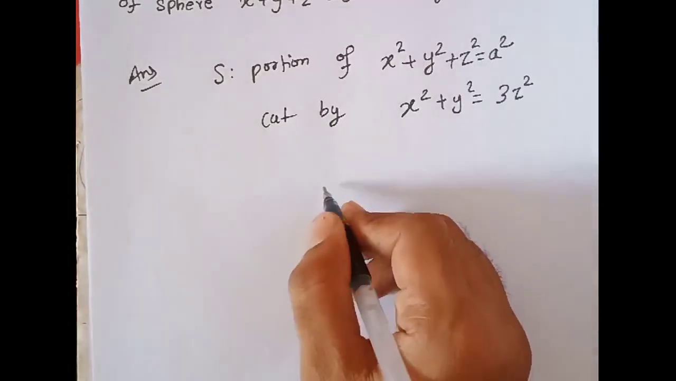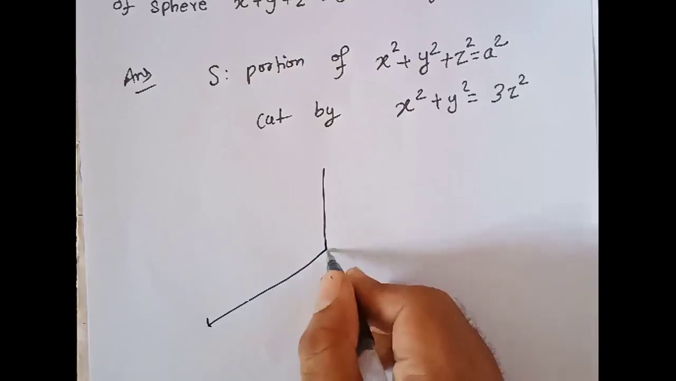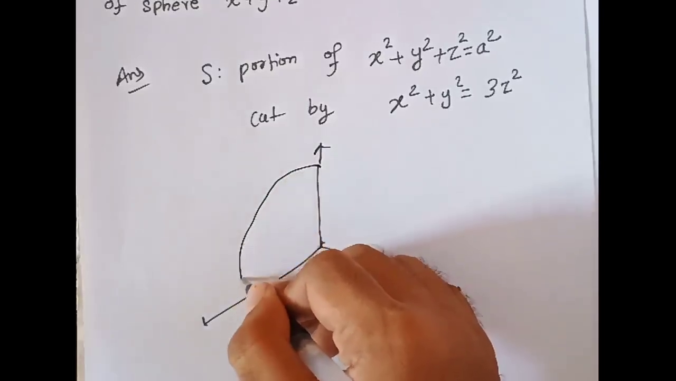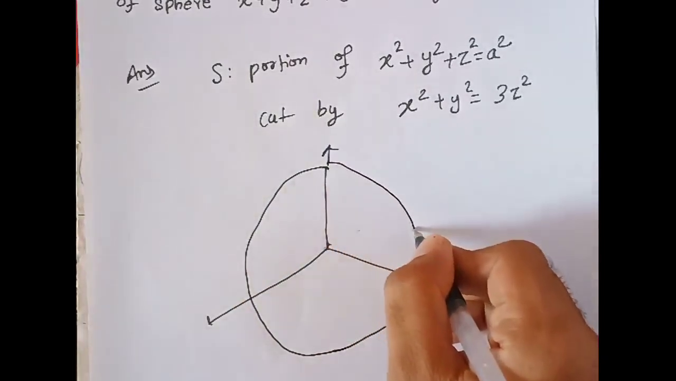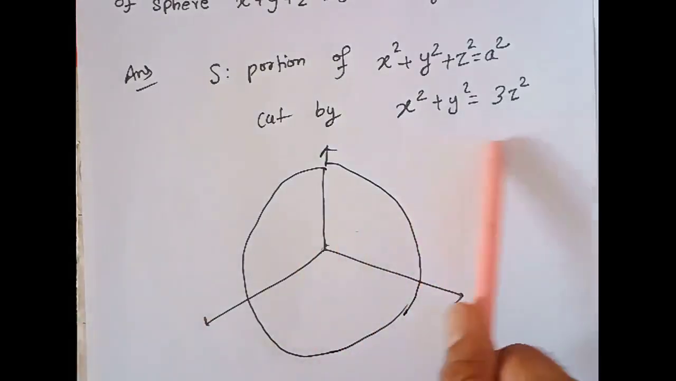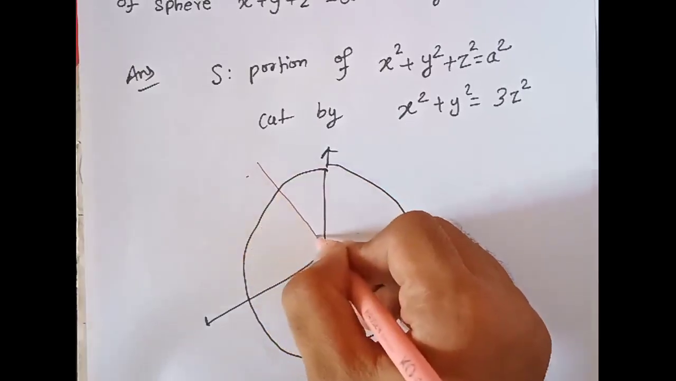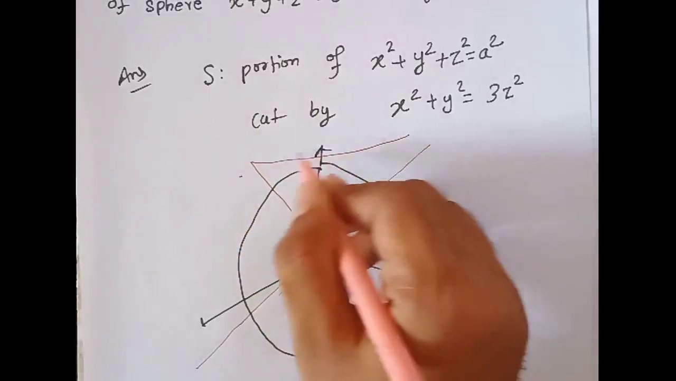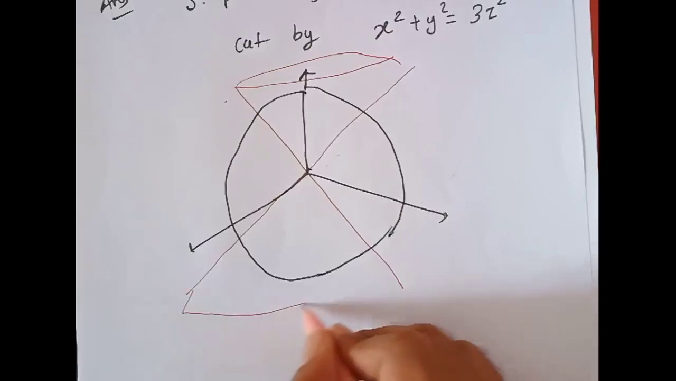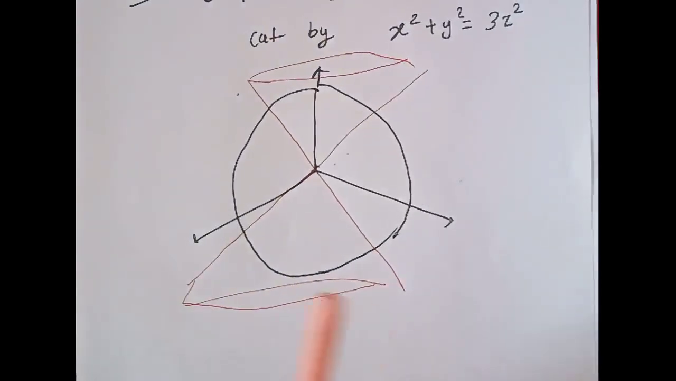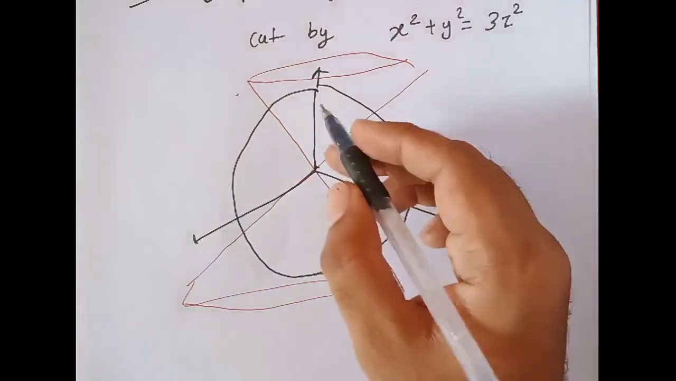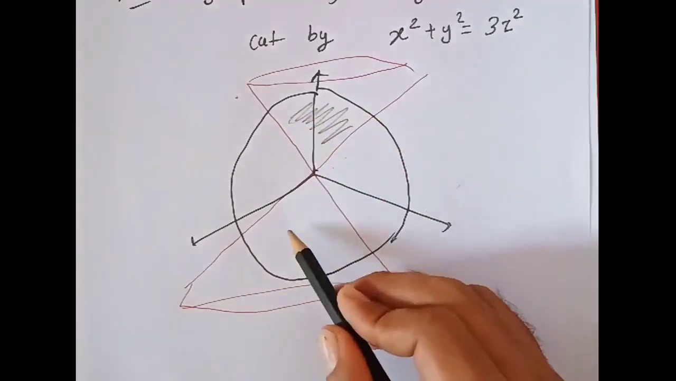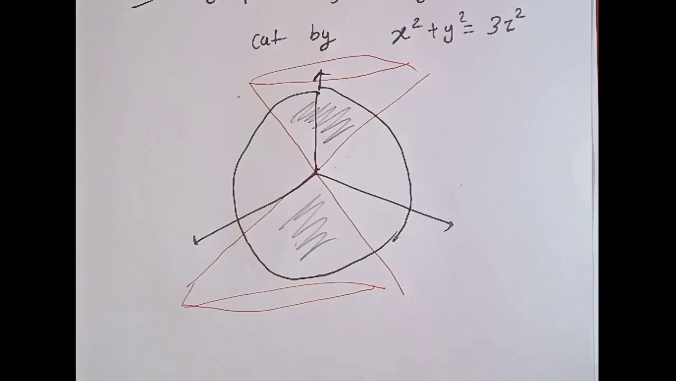Okay, so if we try to plot it, we have something of this form. We have a sphere with center 0 and radius a, something like this, and it is cut by a cone, that means something of this form. So a cone like this. Therefore we are going to consider this region which is in front of us, that means in the upper hemisphere this part, and in the lower hemisphere this part.